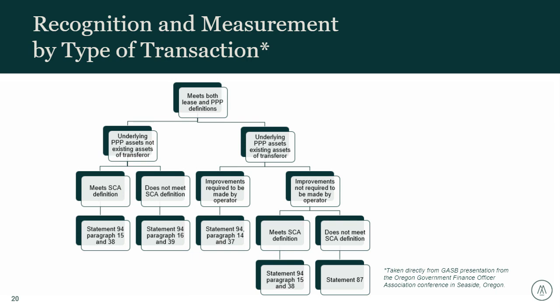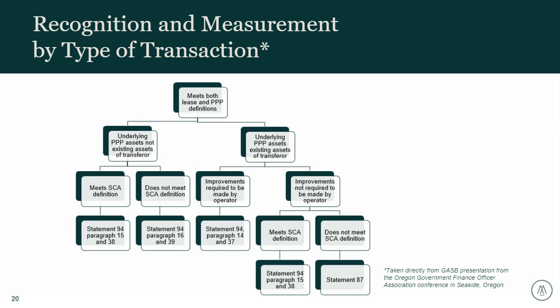Now let's turn to the right in that second row from the top. What if we do have a pre-existing asset? Well, first we need to ask ourselves, do improvements need to be made by the operator? If they do, we're going to look at paragraph 14 in Statement 94. What the transferor is going to recognize is the improvements made once they're placed in service. If there are no improvements that need to be made, we ask ourselves again, is it an SCA? If it does meet that definition, we go back to paragraph 15, which I've already discussed. The transferor reports the capital asset when it's put into operation.